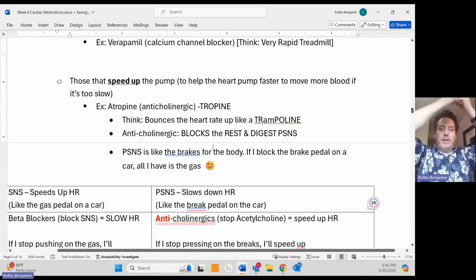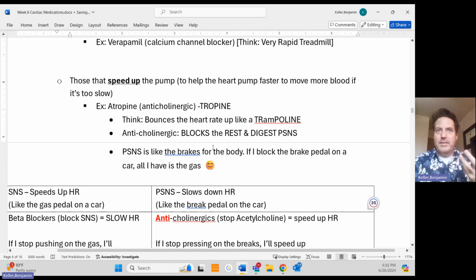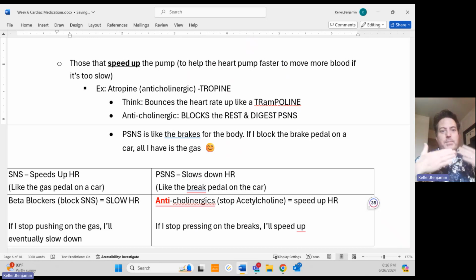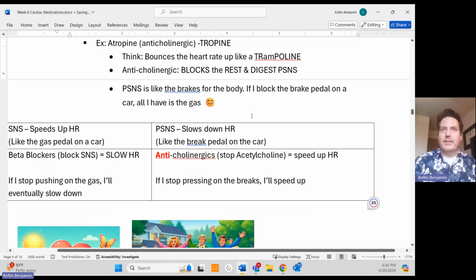Like I jump on a trampoline and I bounce up. And so like if a heart's jumping on a trampoline, it bounces it up. And it works by blocking the rest and digest PNS. Atropine is anticholinergic, which means it blocks the PSNS. And so the parasympathetic nervous system is like brakes for the body.